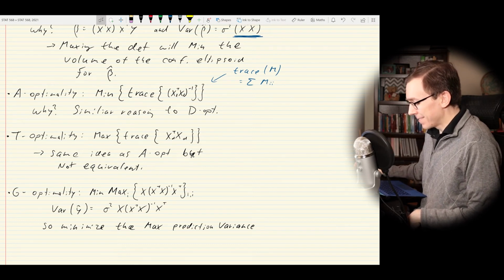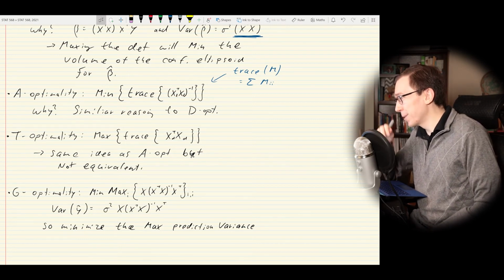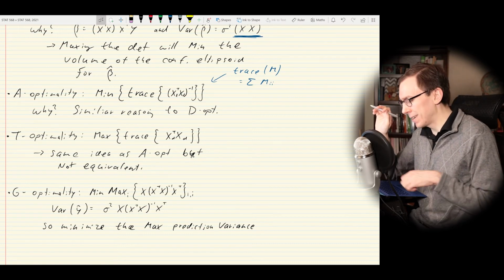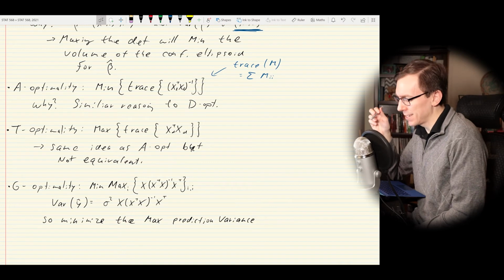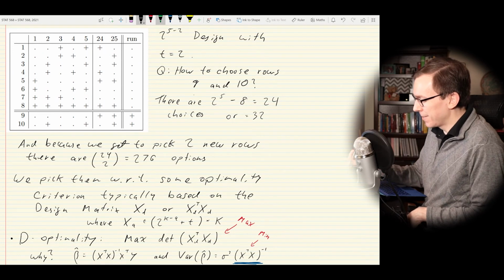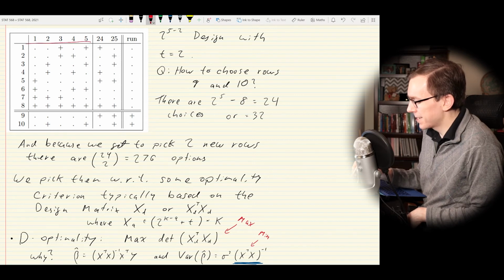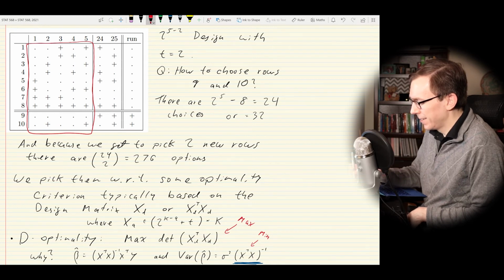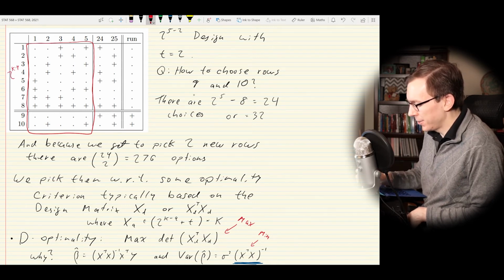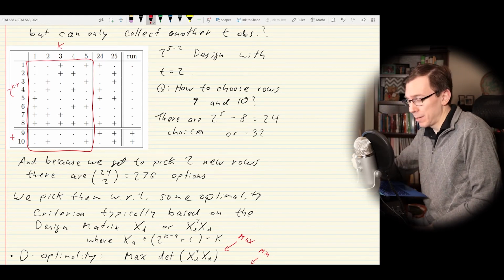Okay, so again, I don't have a good reason to choose one over the other, but it is good to know that there are lots out there. And if we go to Wikipedia, we'll find even more crazy optimality criteria, but a lot of them are typically based on the design matrix, because that's exactly what we're doing here. We're adding rows. When I say design matrix, in case it wasn't clear, this is the design matrix. It has 2 to the k minus q plus t rows, the 2 to the k minus q and my plus t rows, and it has k columns up here.